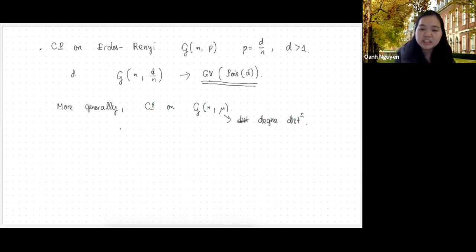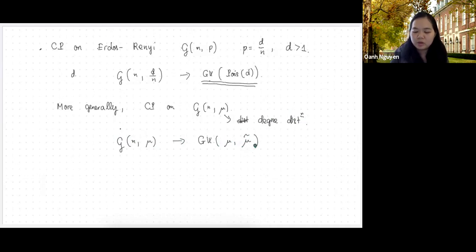Okay, and the relationship with the Galton-Watson tree is that as n goes to infinity, this converges in local weak limit to the Galton-Watson tree with distribution mu at the root, and at any of the successors of the root the distribution is mu tilde, where mu tilde is a size-biased distribution created from mu. Okay. And so what are the results? What do we know about the contact process on these random graphs?